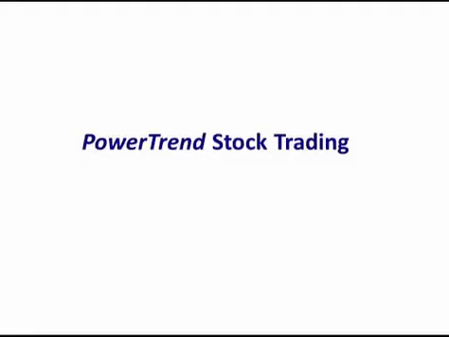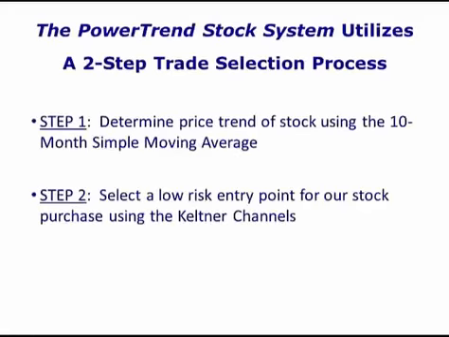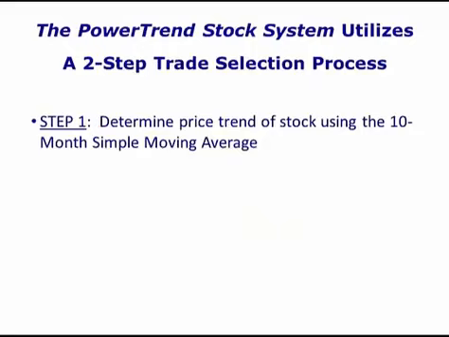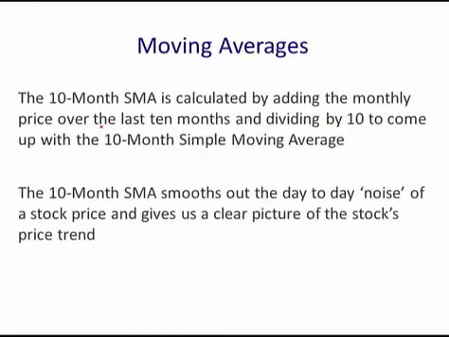So we'll first look at how we use the PowerTrend system to trade stocks. And we use a two-step process to trade stocks. Step number one is we determine the price trend of a stock using the 10-month simple moving average. And then step two is we select a low-risk entry point for our stock purchase using the Keltner channels. So we'll look at step one first, determining the price trend of a stock using the 10-month simple moving average.